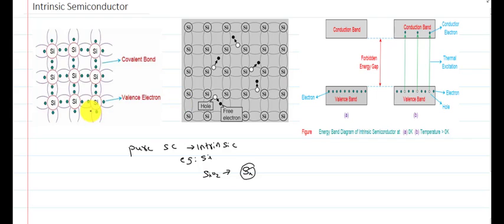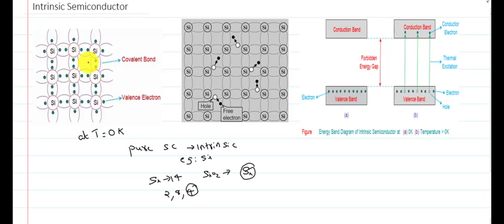Actually, this is the structure of a silicon crystal at T equal to 0 Kelvin, that is, absolute 0 Kelvin temperature. So we know the valency of silicon. The silicon atomic number is 14, that is 2, 8, 4. The valency will be 4. So each silicon atom consists of 4 valence electrons.